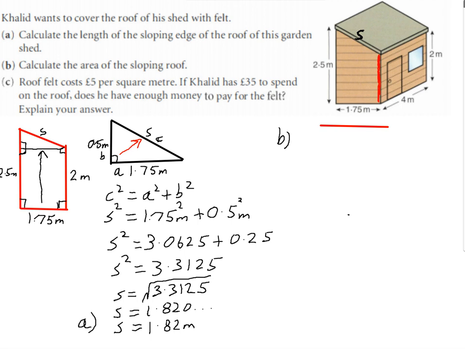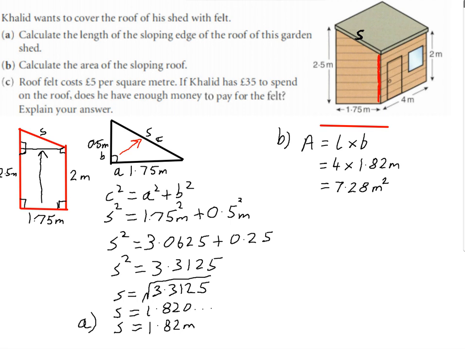Okay, so the area is the length times the breadth. The length from the diagram up here is 4 metres, and we just worked out the breadth of the rectangle is this line at the top here, S, 1.82 metres. Multiply them together, and it comes out at 7.28 metres squared. Remember, it's metres squared because it's an area. Okay, so that is the answer to part B.